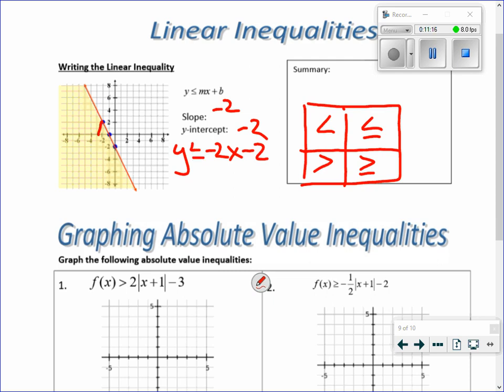So this is going to be a similar idea of what your line would look like and how your shading would occur when you have absolute values. When you are less than and greater than, what does your line look like? Dash. Yeah, that dashed line. What about if you are less than or equal to and greater than or equal to? So what type of line? Solid.